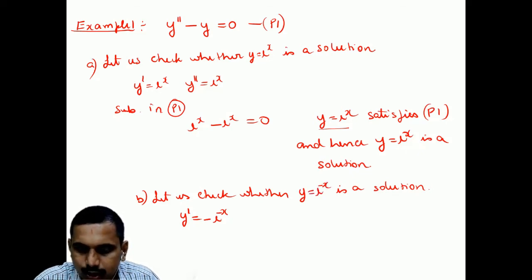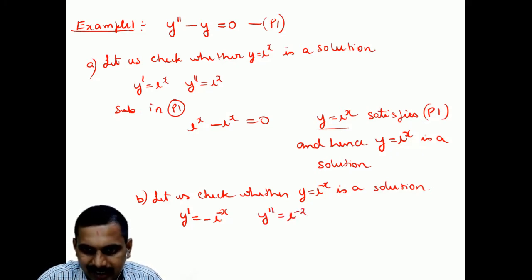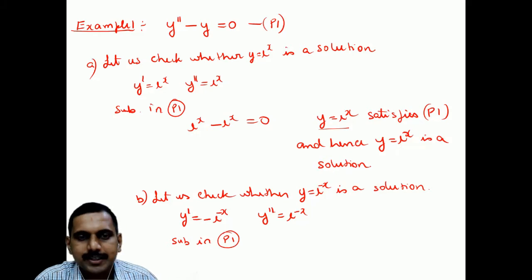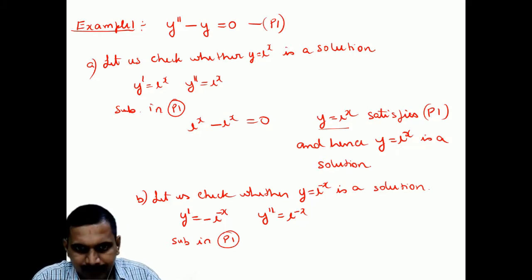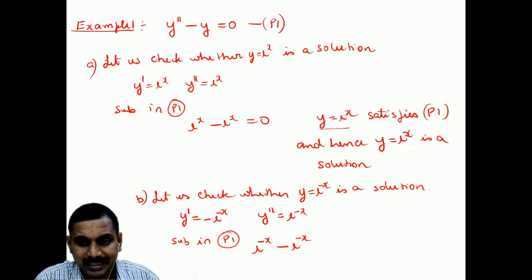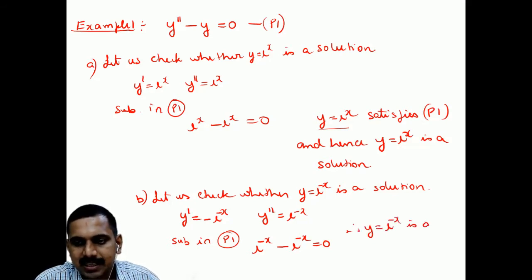So y dash is equal to minus e power minus x, and y double dash is equal to e power minus x. Now when you substitute this in P1, what happens? We get e power minus x minus e power minus x is equal to 0. Therefore y is equal to e power minus x is a solution.